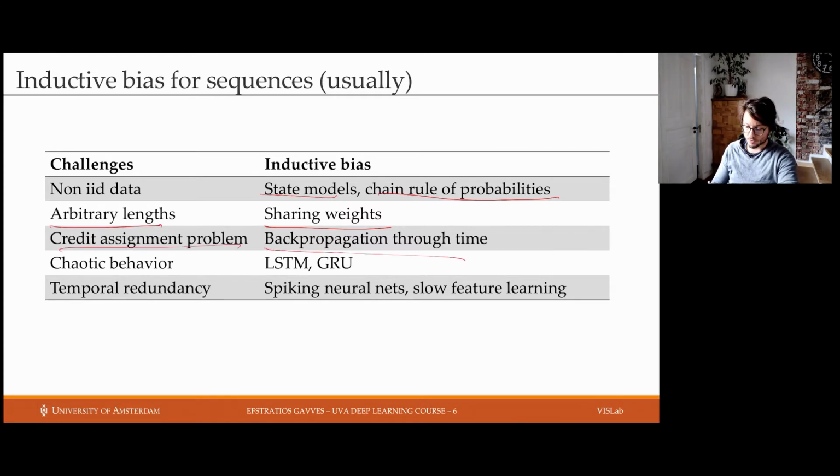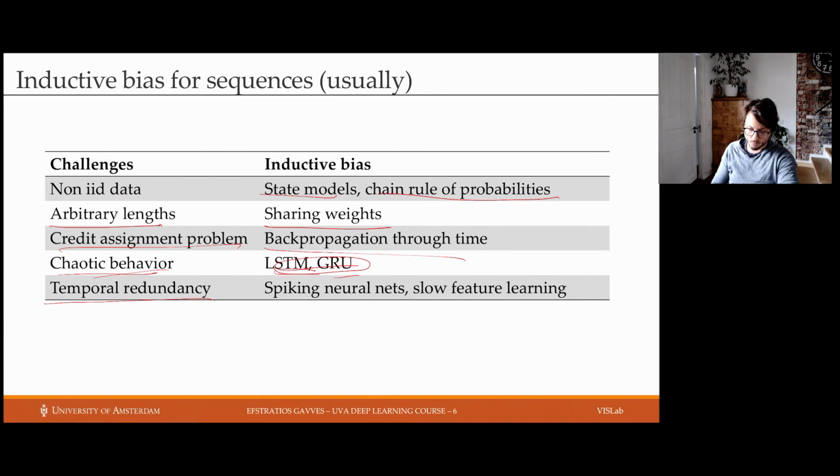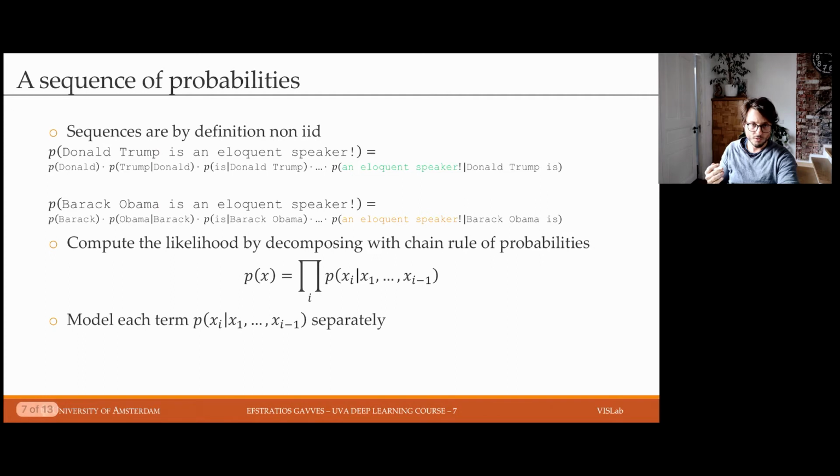For the gradient assignment problem, we have backpropagation through time, which works well when we're interested in recurrent neural networks. For chaotic behaviors, we have better variants of RNNs, such as LSTMs or GRUs. This is still a problem, but it is mitigated with those variants. For temporal redundancy, we have spiking neural networks or slow feature learning, but I leave this out. It's out of the scope of the lectures.